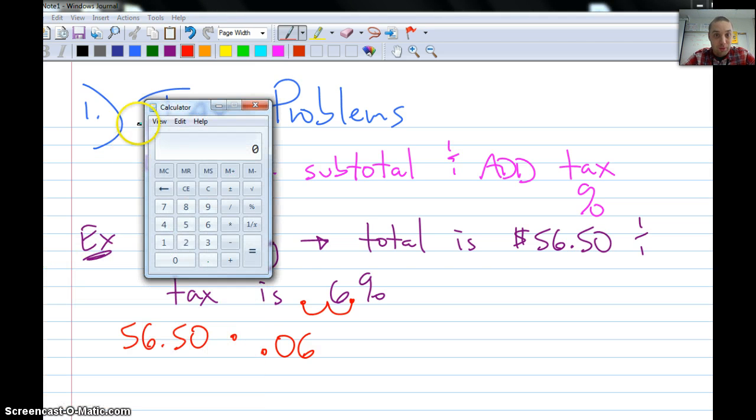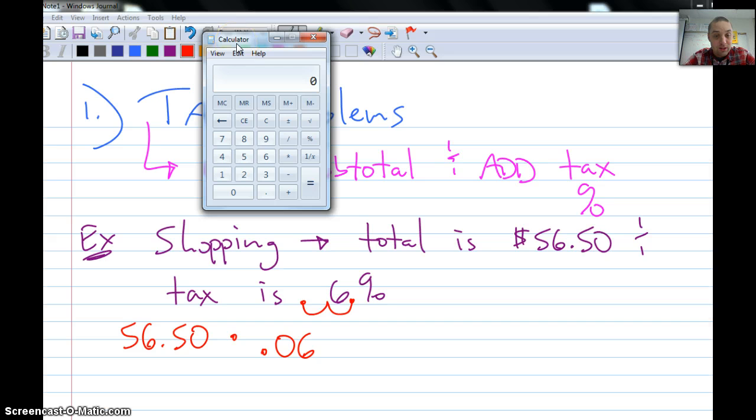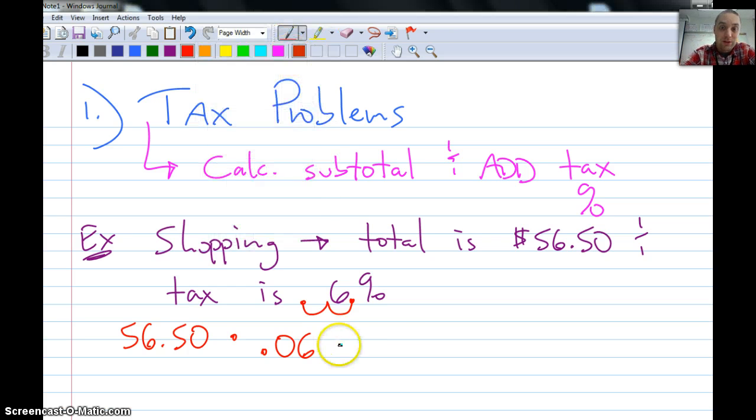Now, I'm going to open up my calculator so you can see this. Here's the trickiest part of today. 56.50 times 0.06. $3.39. Now, that one was a nice clean one. A lot of times you'll have to round. That's exactly out to dollars and cents. So $3.39.